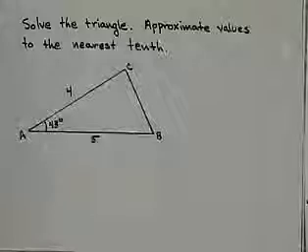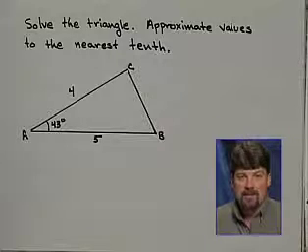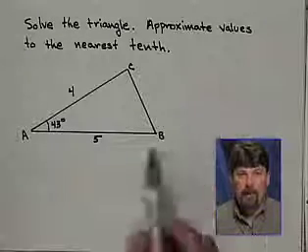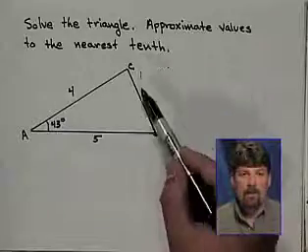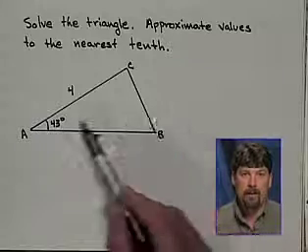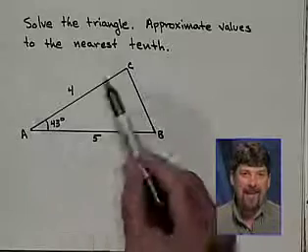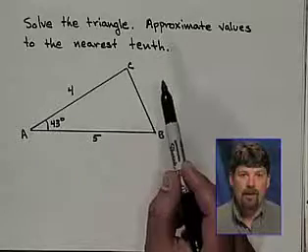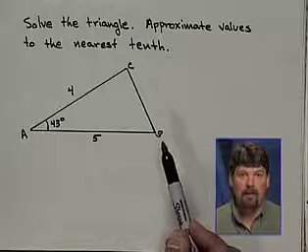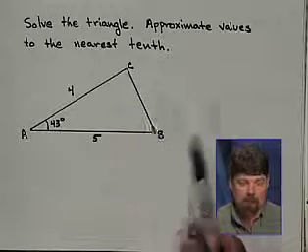Okay, now let's use the law of cosines in the following example. We're asked to solve the triangle and approximate the values to the nearest tenth. What we're actually looking for is the length of this side over here and this angle right here. The angle opposite A would be alpha, this should be gamma, that's the angle C, and then this would be the angle beta.